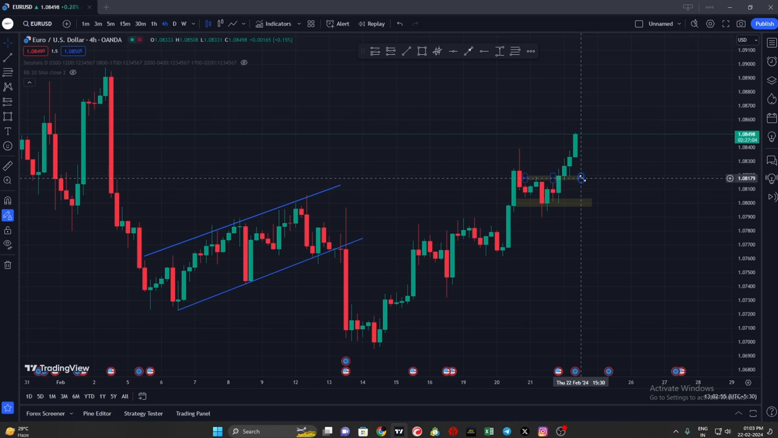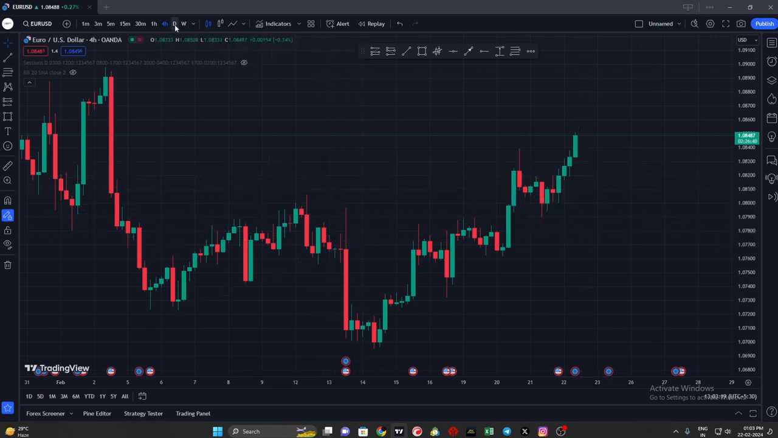Why? Because the actual buyers and sellers, the big players, need sellers to make their buys, and they need buyers to make their sells. So for that, they have to make the market consolidate a bit, and after that they can buy or sell. So you can use that in your favor and make your profits. So this is for swing trading.